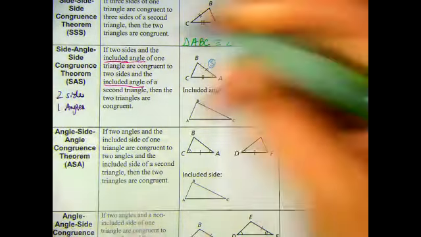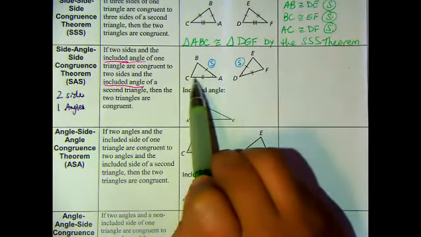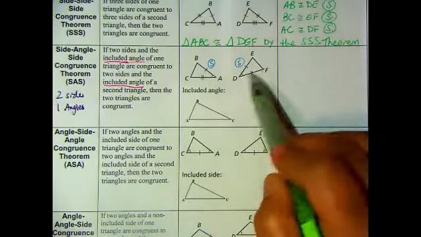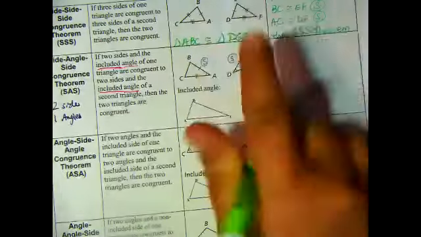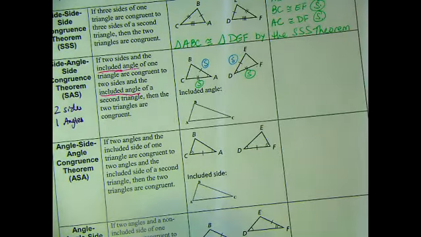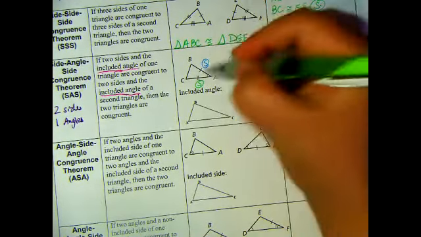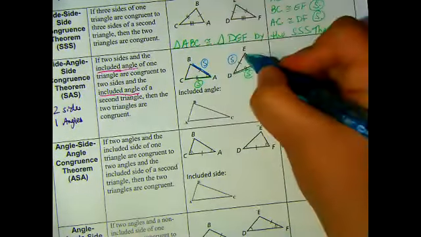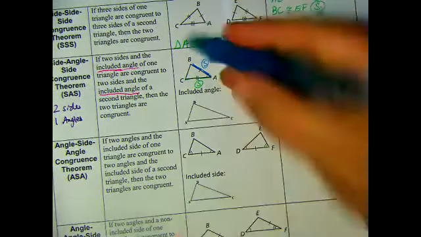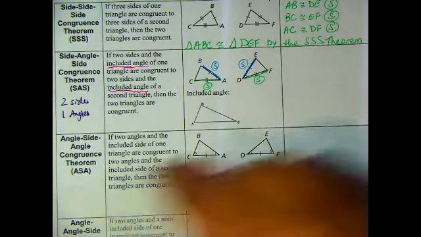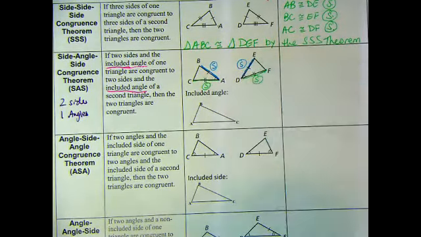The other one of my side pairs is right here. We have side AC and side DF. These do both have 2 tick marks. So this is my second side. So I have this side and this side, and then I have this side here and this side here. The angle that I need must be the included angle between these sides. The included angle.